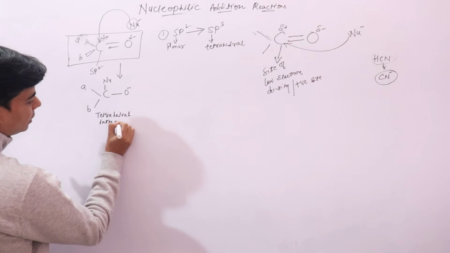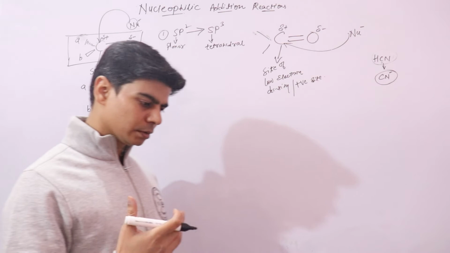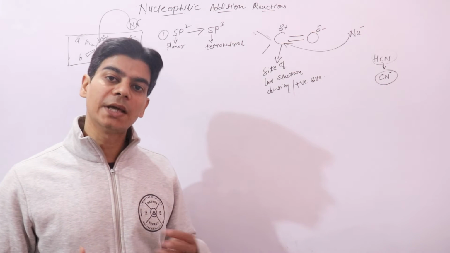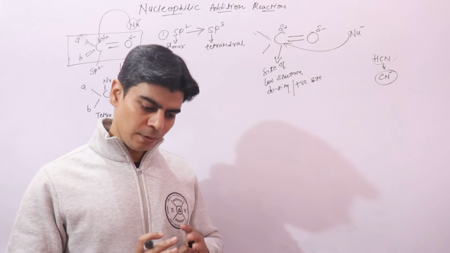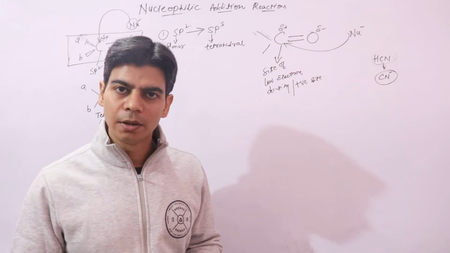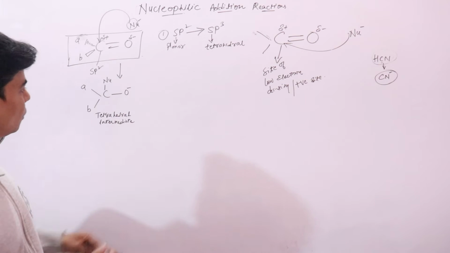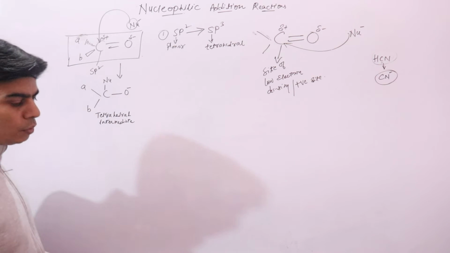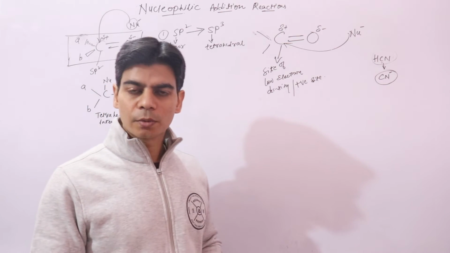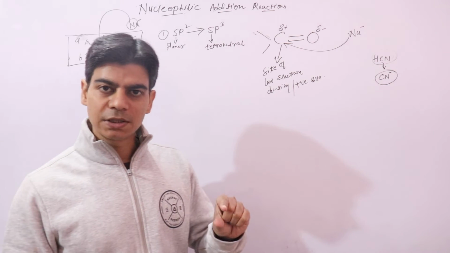Tetrahedral intermediate, and we know that reaction intermediates are short-lived. They are very reactive, right? So they will react with whatever they have in their environment. In this case, this tetrahedral intermediate will pick up a proton from the solvent or from the positive part of the reagent.